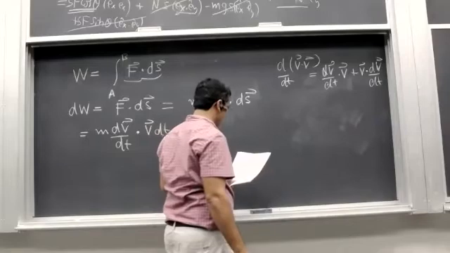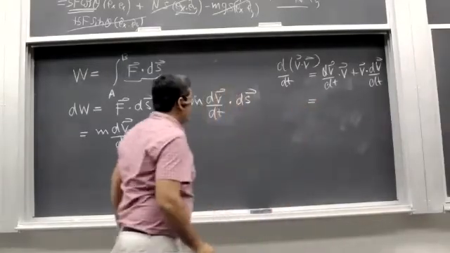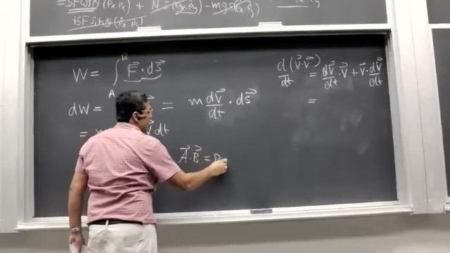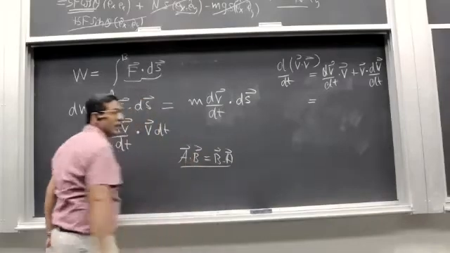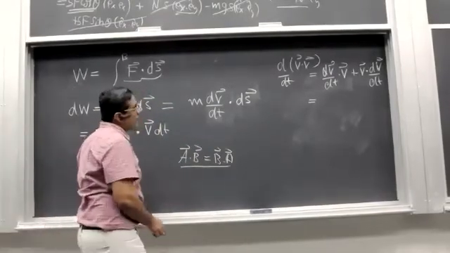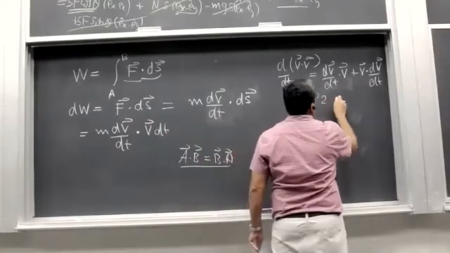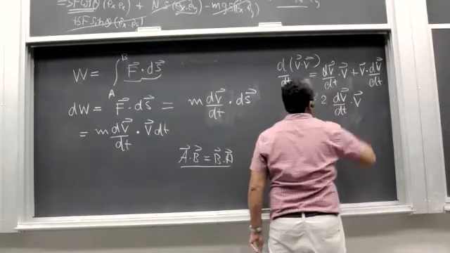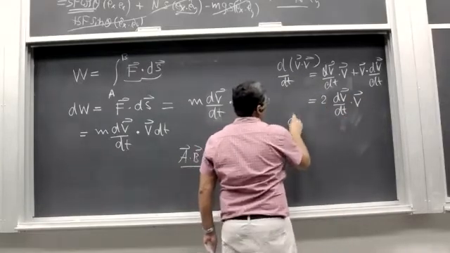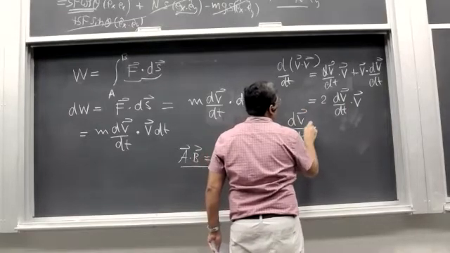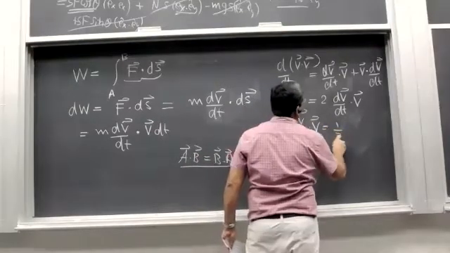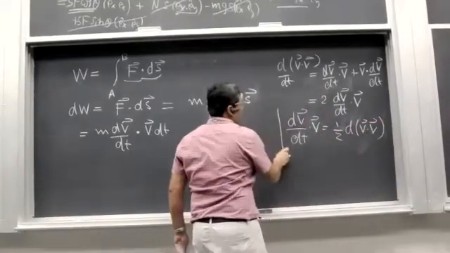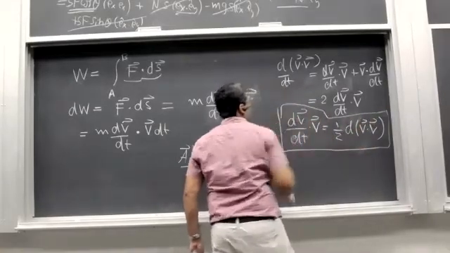Right? And do you also know that dot product commutes? That a dot b is equal to b dot a. Do you know that? So that is simply 2 times dv over dt dot v. And from here, I can write dv over dt dot v is half d of v dot v over dt. Let me know if you're struggling. How did I get this relationship? The one in the box.